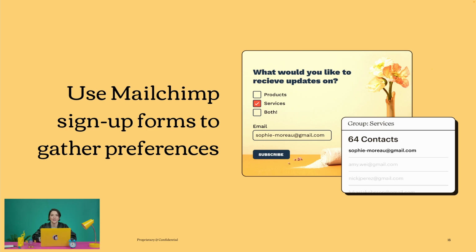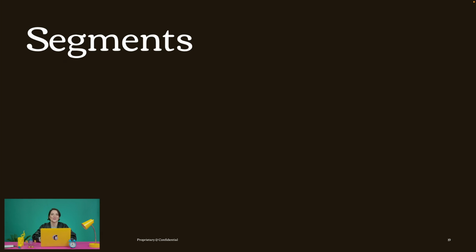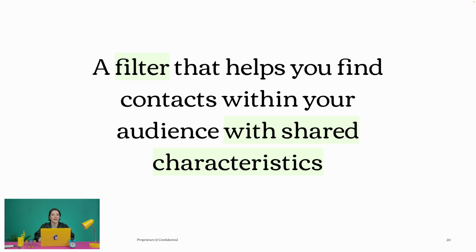services you offer. Let's wrap up our audience organization tools by talking about segments. A segment is a filter that helps you find contacts within your audience with shared characteristics. When you create a segment, you set conditions to filter contacts based on the information that's available in your audience. Each segment can include up to 5 conditions. Marketers often sort people according to factors like their demographics, behavior, and where they are in their buyer's journey.